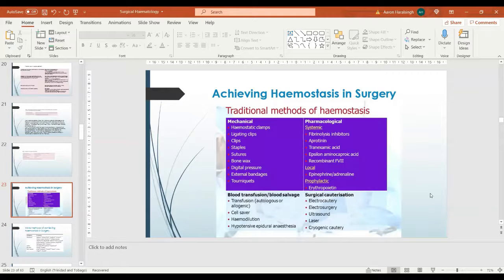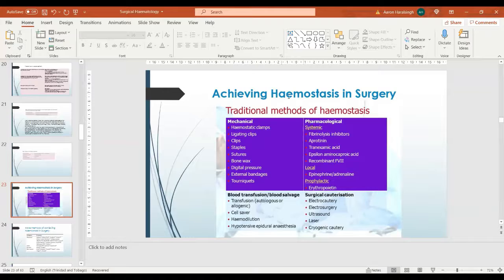So now that we know how the body achieves hemostasis, we need to know how we achieve hemostasis during surgery. And there are a number of methods of doing so. So most commonly, there are mechanical methods, and there are pharmacological methods, and there's also surgical cauterization, as well as blood transfusion or blood salvage.